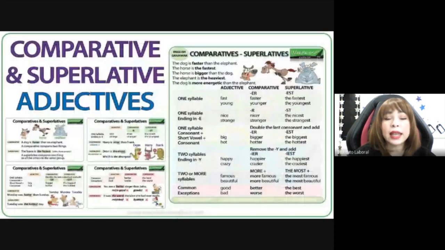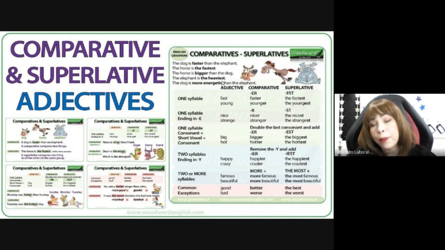Okay, now let's check this chart with the comparative and superlative adjectives. Comparative and superlative. Let's read some examples. Here we have, the dog is faster than the elephant. So the horse is the fastest. The horse is bigger than the dog. The elephant is the heaviest. The dog is more energetic than the elephant. Here we saw some examples with comparative and superlative forms. The farthest, the fastest, the heaviest. Those are examples of using adjectives in superlative forms. The dog is faster than the elephant is an example of a comparative form.